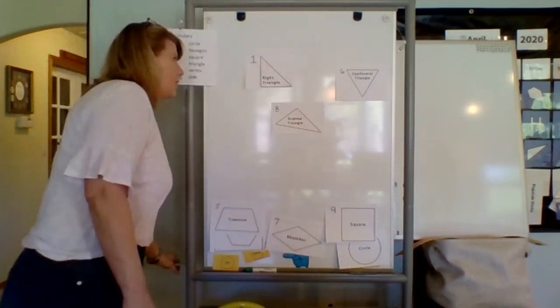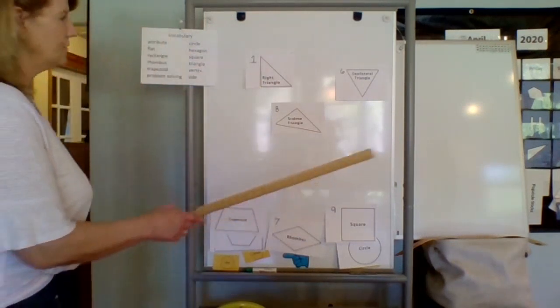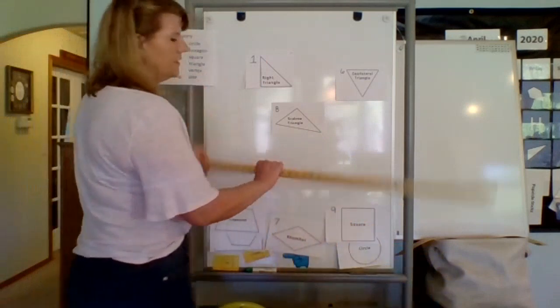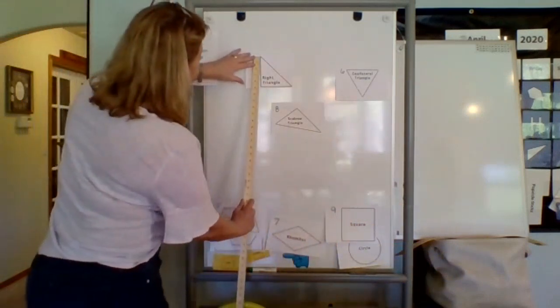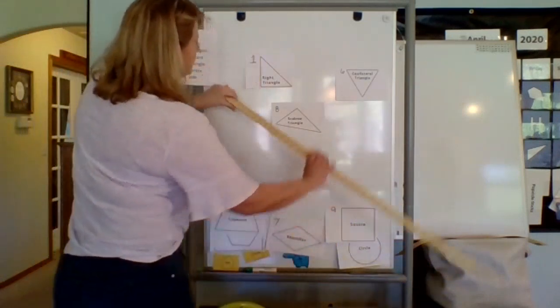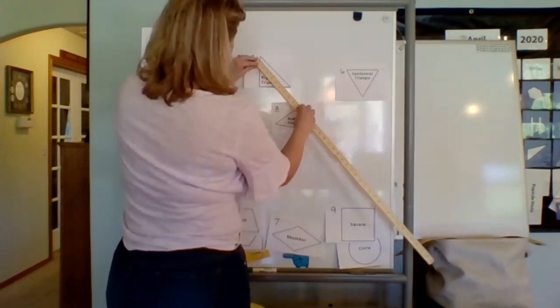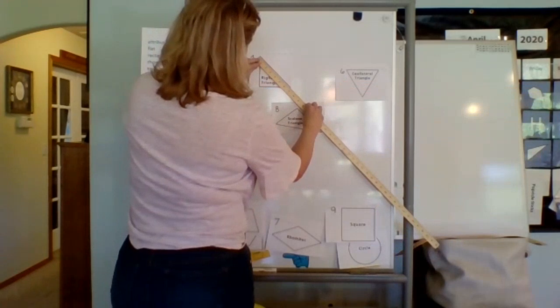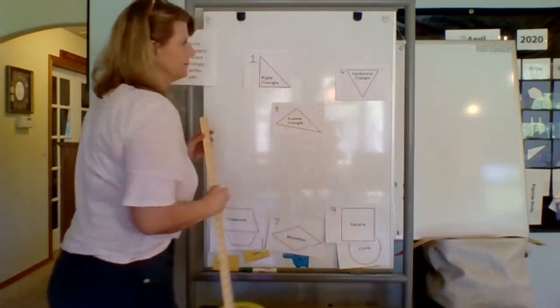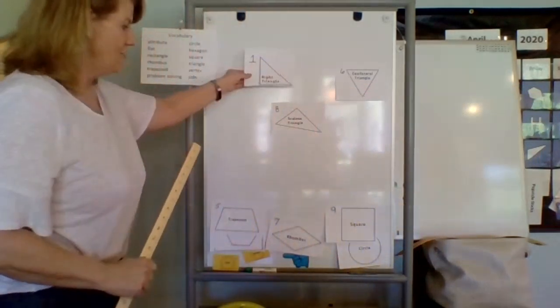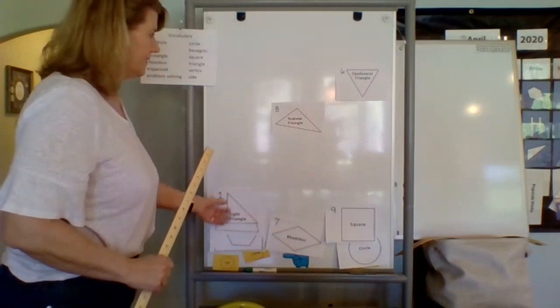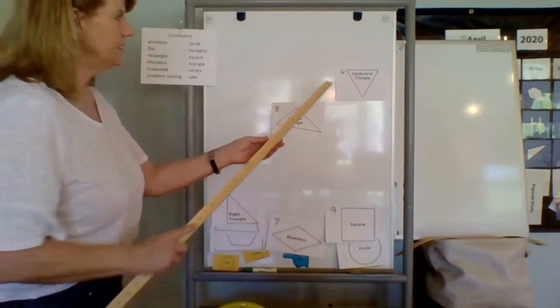Some kids don't believe that those lines are all different. So I will measure. We have 5 inches, we have 5 inches, and we have 6.5 inches. So they are not the same length. Let's go to number 6.